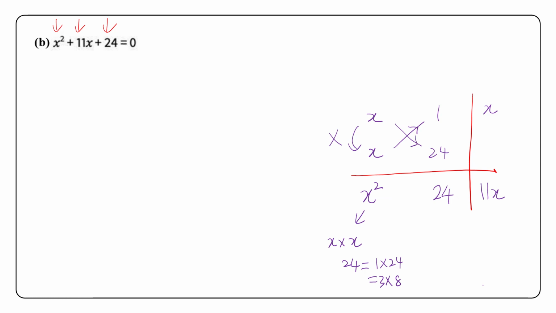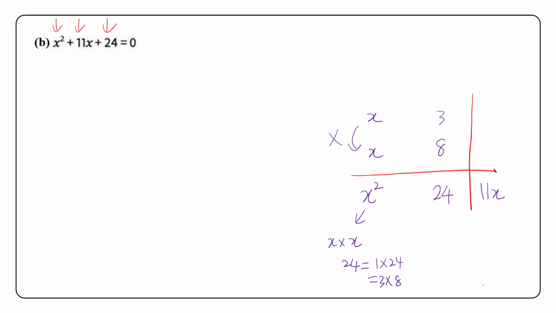Then cross this way, x times 24 gives you 24x. So if you take these 2 terms and add them together, you see that you don't get 11x. That gives you an idea that it cannot be. I can't use 1 and 24. So you just try: if I cannot use 1 and 24, then I just use 3 and 8 and see.